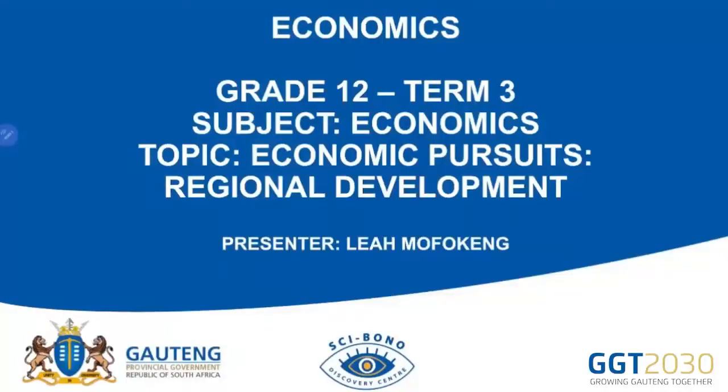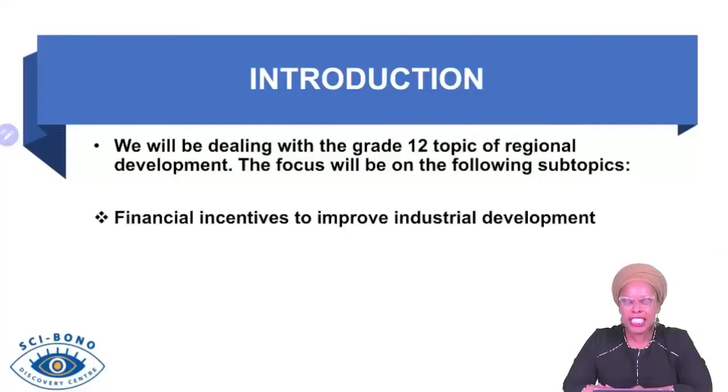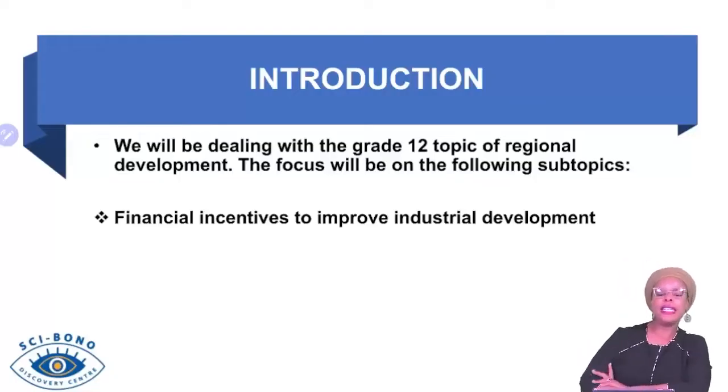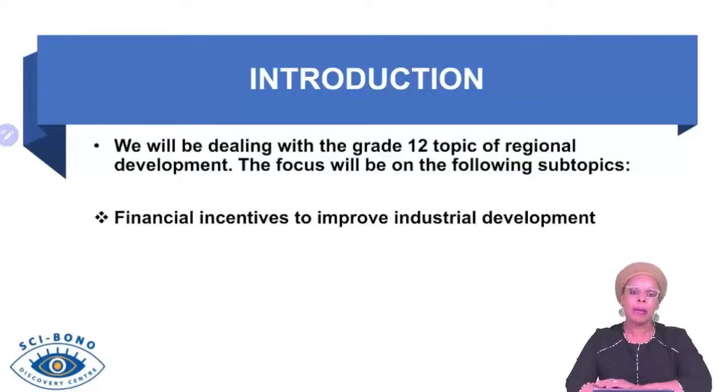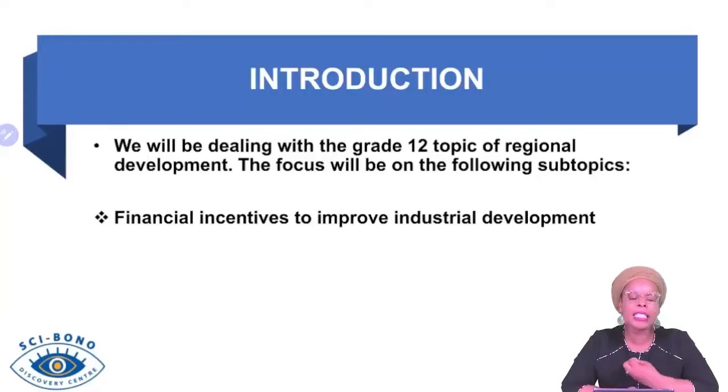Today we're going to look at the main topic of economic pursuits. This is a continuation of the previous lesson that we had. So we're going to look at the following. Financial incentives to improve industrial development. You remember that when we're talking about establishment of industries at a certain geographical region, we're referring to regional development. So in order to attract businesses to be established at specific geographical areas, they need to be encouraged financially.